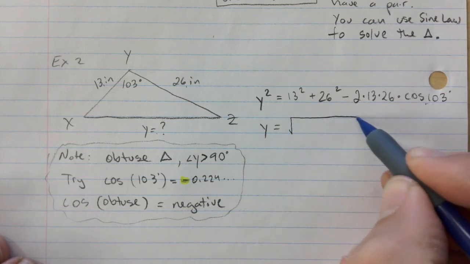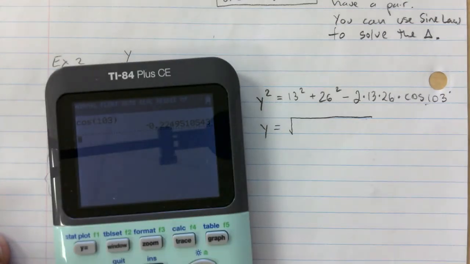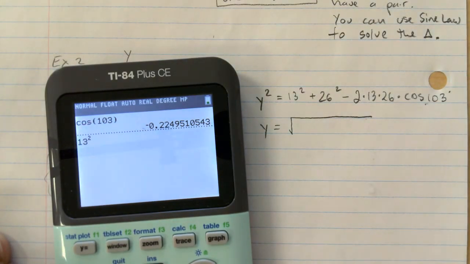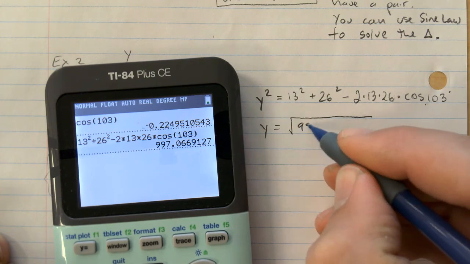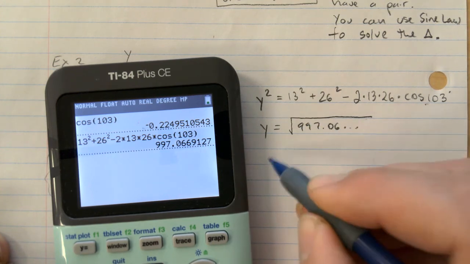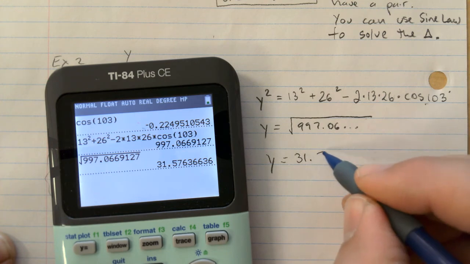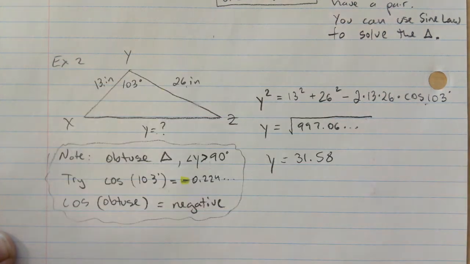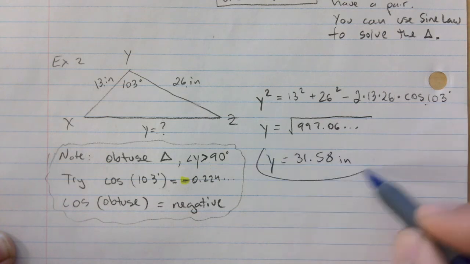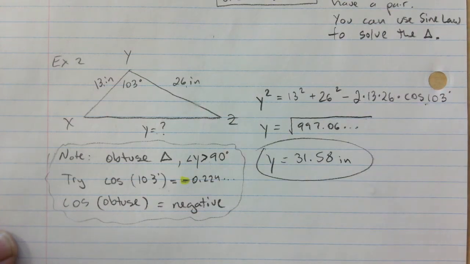So y is going to be square root of, and we're going to figure out what that is. 13 squared, 26 squared, minus 2 times 13 times 26 times cosine of 103, close bracket, enter, 997.06, and it keeps going. I'm going to take the square root of, just copy it, that's 31.58, and we are in inches. There's your answer.